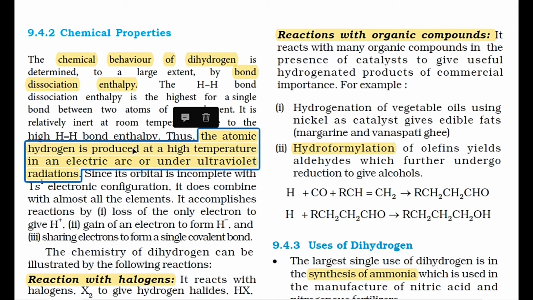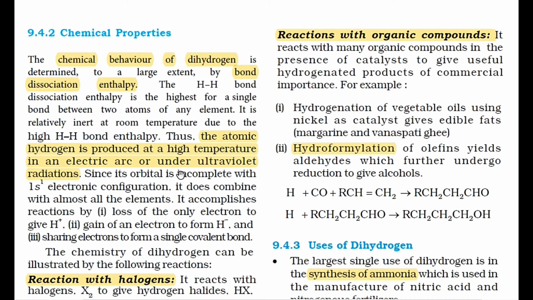Thus, atomic hydrogen is produced at a high temperature in an electric arc or under ultraviolet radiation. A very important point: atomic hydrogen is produced at a high temperature because the energy required to break the H-H bond is very high, and this high temperature is produced in an electric arc or under ultraviolet radiation.